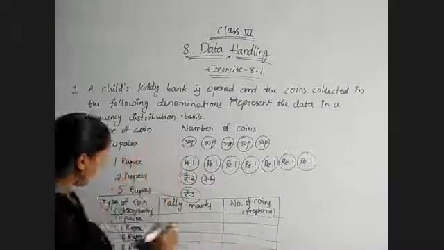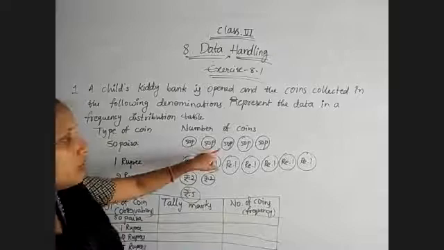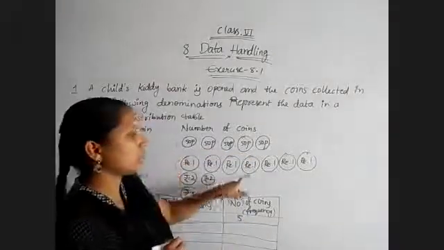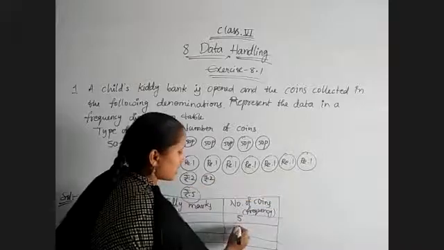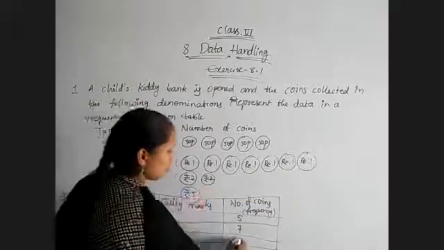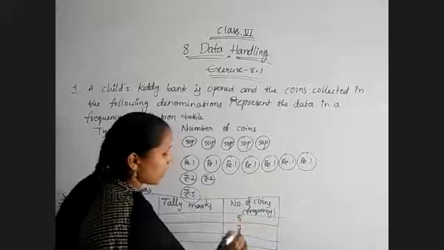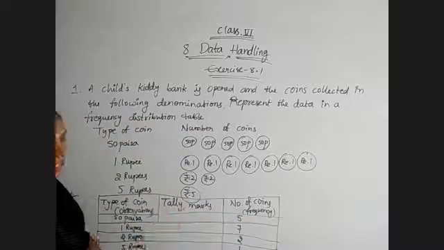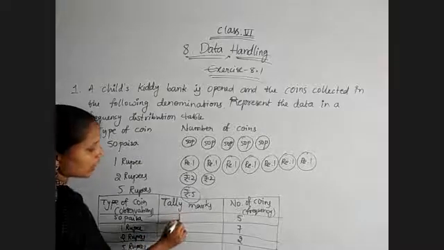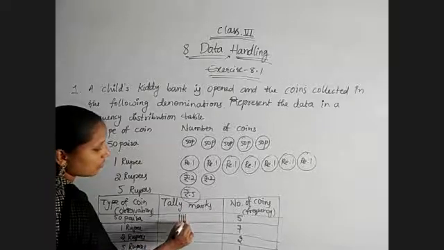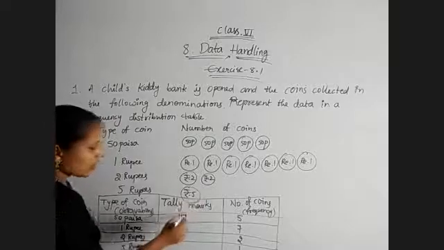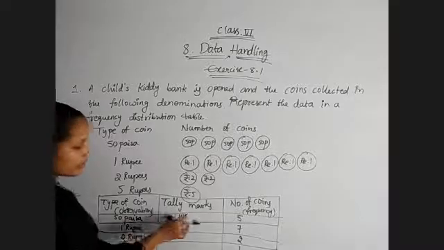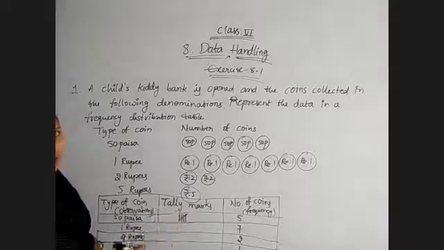Now count how many 50 paisa coins are there. 1, 2, 3, 4, 5. Next, 1, 2, 3, 4, 5, 6, 7 1 rupee coins were there. 2 rupees coins, 2 are there. And only 1 5 rupee coin is there. So now using tally marks we need to represent that. 5, how we are representing? 1, 2, 3, 4. With the fifth tally mark, we need to cut the remaining 4 tally marks.